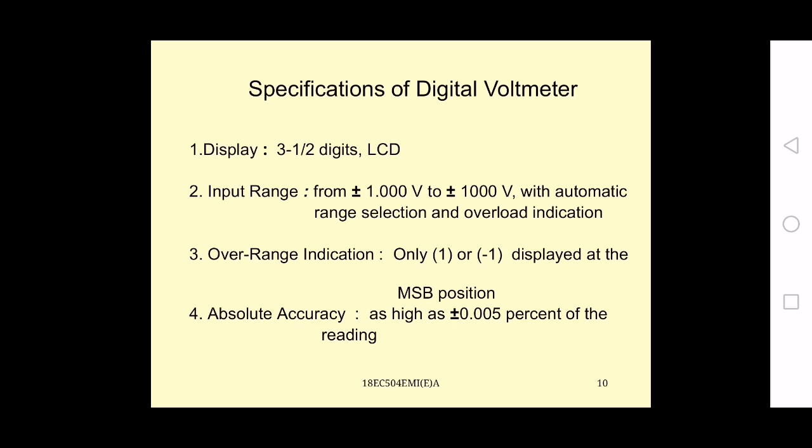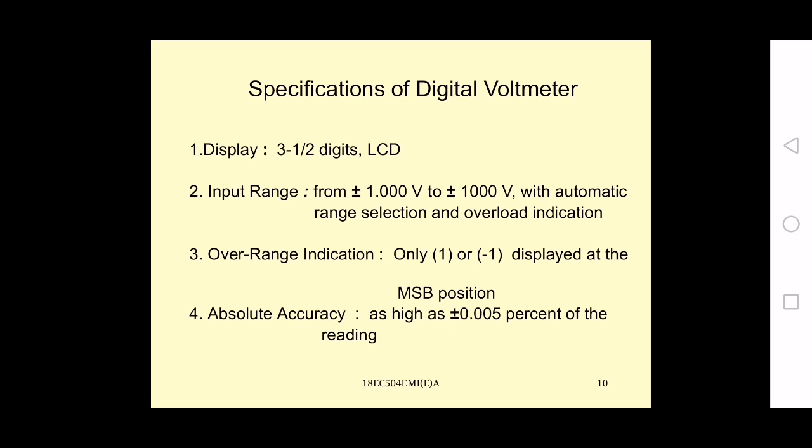So the input range can be from 1 volt to 1000 volts, that is plus or minus 1 to plus or minus 1000 volts. And the overrange indication will be displayed as either plus 1 or minus 1, at the MSB position of the digit display. So if the digit is 1 or minus 1, it says that the measurement is over range.